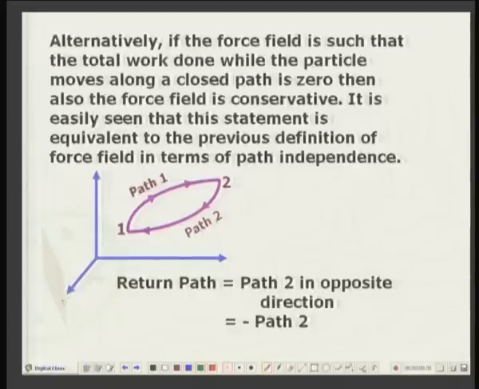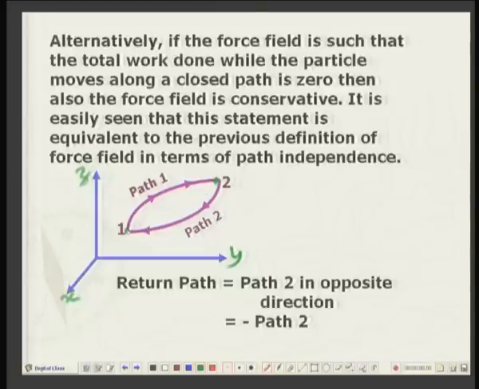So, gravitational force field is a conservative force field. We can also look at this property in a slightly different manner. Suppose again I have a Cartesian coordinate system x y z and two positions 1 and 2, and to reach from 1 to 2 either I can follow path 1 or path 2.